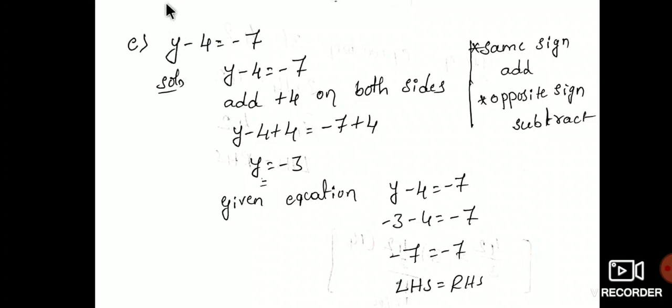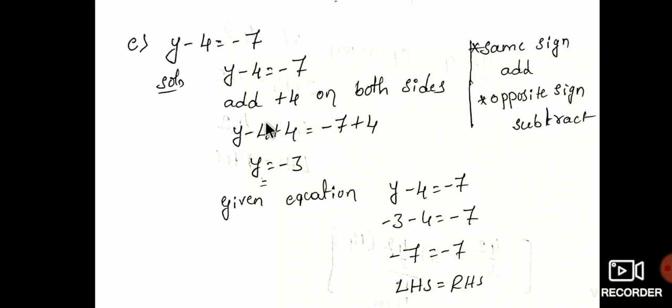Next, y minus 4 is equal to minus 7. So we should separate this y. Here minus 4 means we have to add plus 4. Y minus 4 is equal to minus 7. Add 4 on both sides. That becomes y minus 4 plus 4 is equal to minus 7 plus 4.